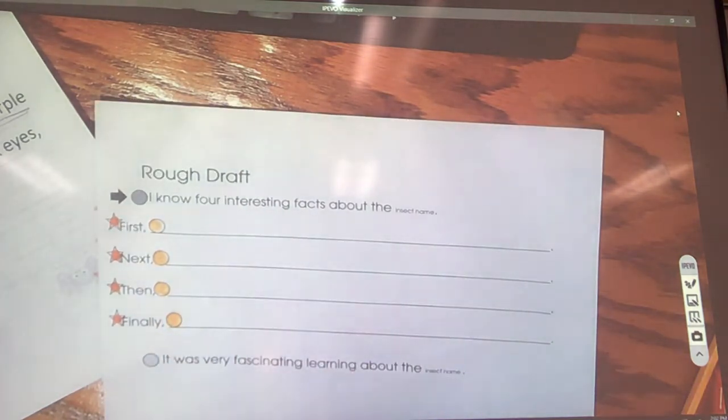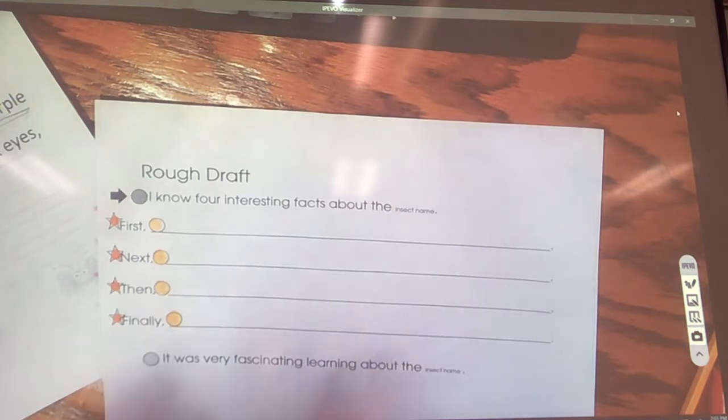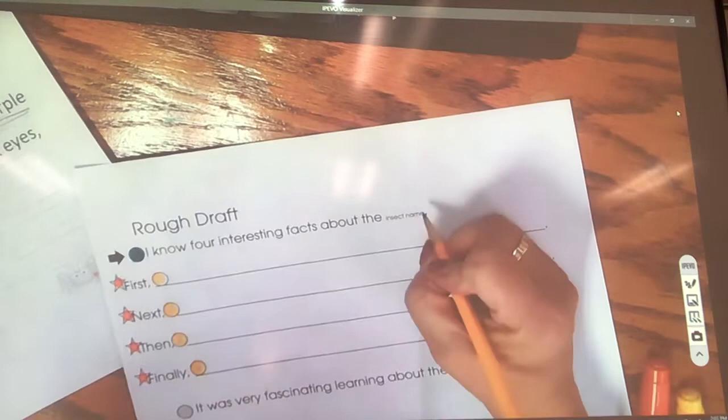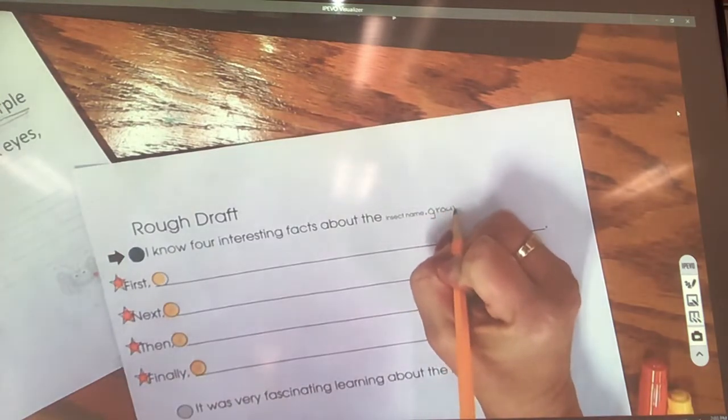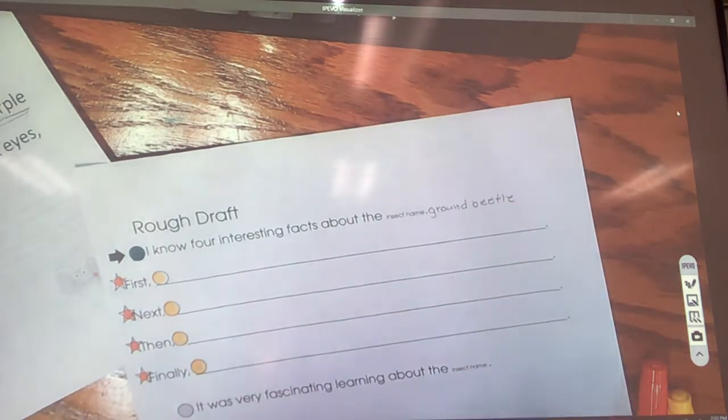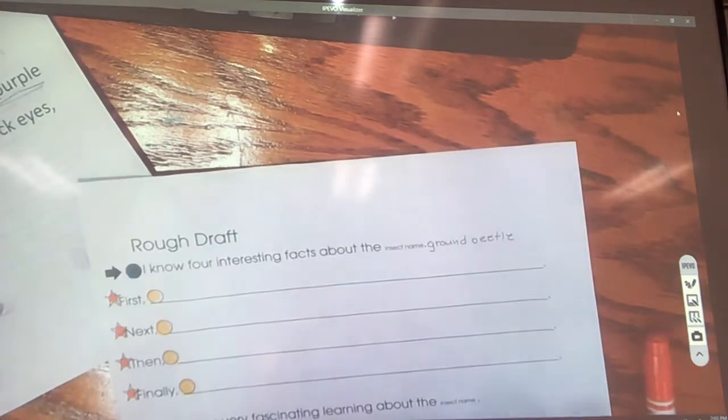So, here we go with our rough draft. These are all the different processes you go through when you are writing. You know, fifth grade, sixth grade, all those grades have you going through this process. Okay? I had to go through this process. So, you have your rough draft paper. We have our topic sentence. I know four interesting facts about the. Okay? So, I'm just going to write ground beetle right here. You don't have to write it. You know what yours is. Don't write ground beetle. That's not your guy.